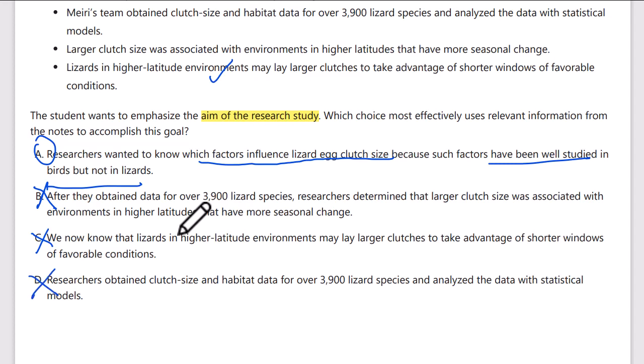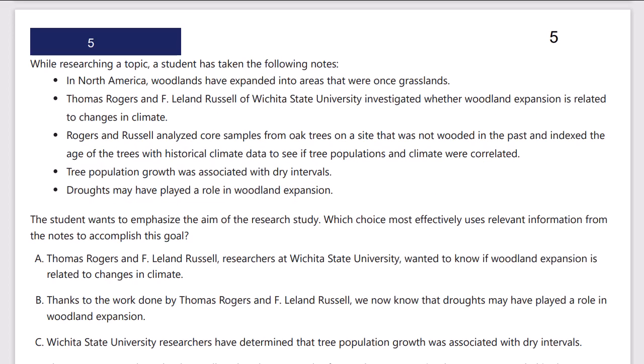That's a method of the study. The correct answer is A. Number 5, the student wants to emphasize the aim of the research study.